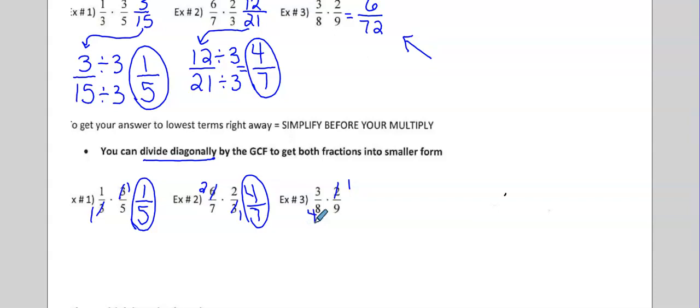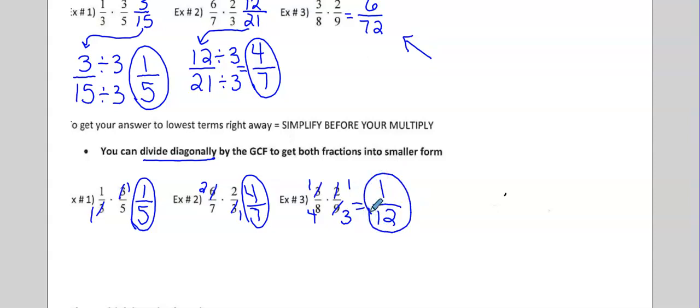I have a common factor of 3. 3 divided by 3 is 1. 9 divided by 3 is 3. And now I can simply multiply across. Numerator times numerator. 1 times 1 is 1. And denominator times denominator. 4 times 3 is 12. And now I have my final answer.